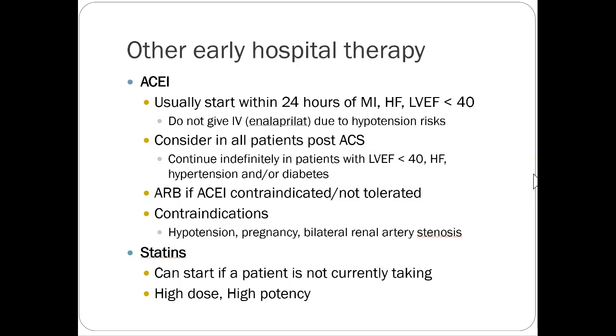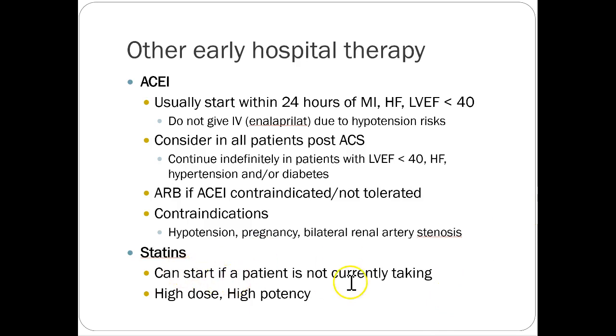Consider in all patients post ACS, there's good evidence that people have mortality benefits on ACEs post MI. If the ACE is contraindicated or not tolerated, we can use an ARB. Again, if that's contraindicated, you could try the renin inhibitor. Hypotension, pregnancy, bilateral renal arterial stenosis would be other contraindications.